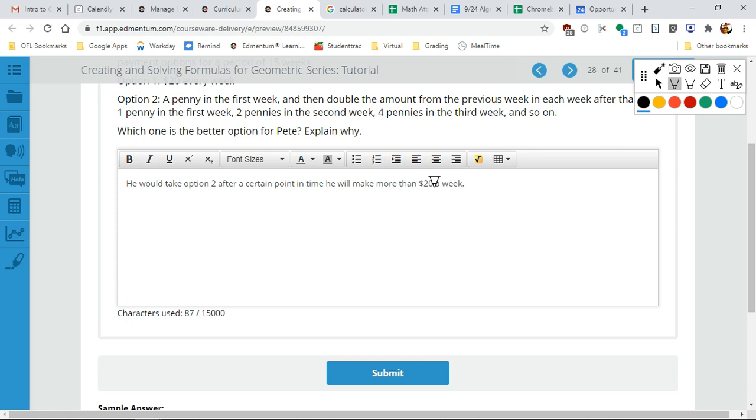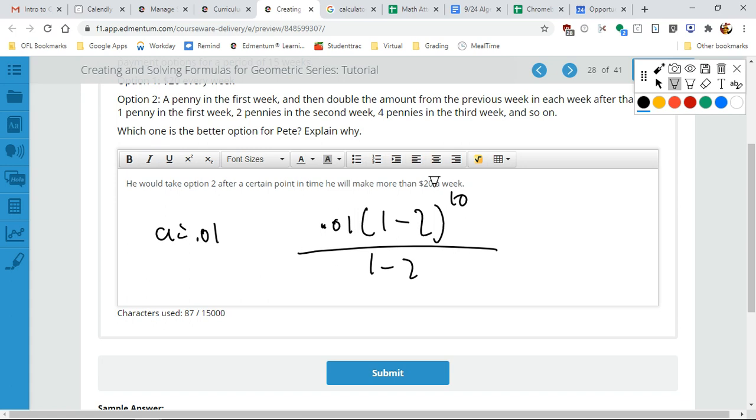Because if we look at it, all right, so let's do it this way. So if we start off at a penny, our A is a penny. That's how we start off. And then what we're going to do is we're going to do 1 minus R, which was 2. We keep doubling it. And then we're going to multiply that by however many weeks. So let's say, I don't know, let's do 10 weeks. And then we're going to divide that by 1 minus R.